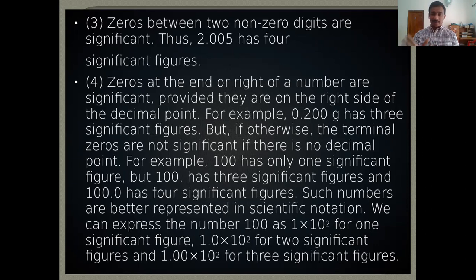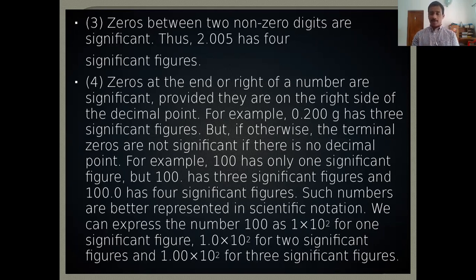So already we discussed the scientific notation, and 100 without a dot can be represented as 1 into 10 raised to 2. So only one significant figure. 100 with a dot can be represented as 1.00 into 10 raised to 2.